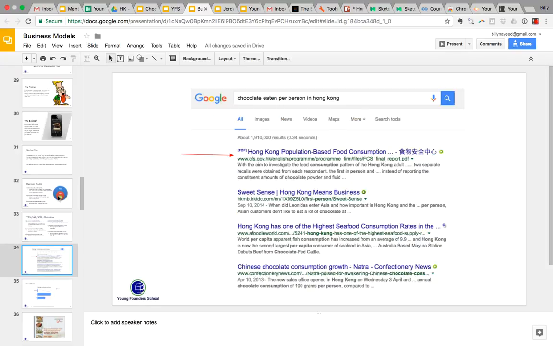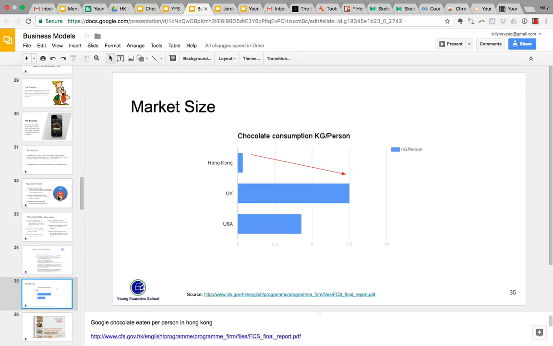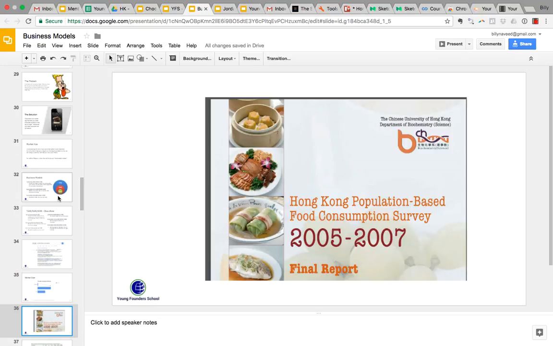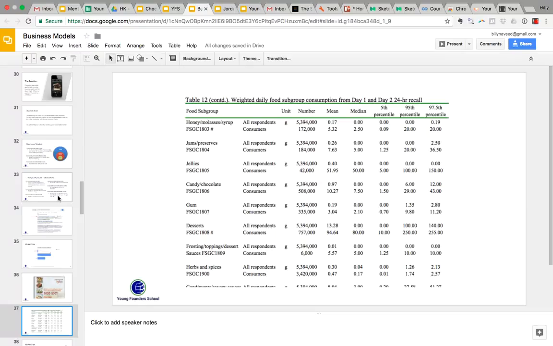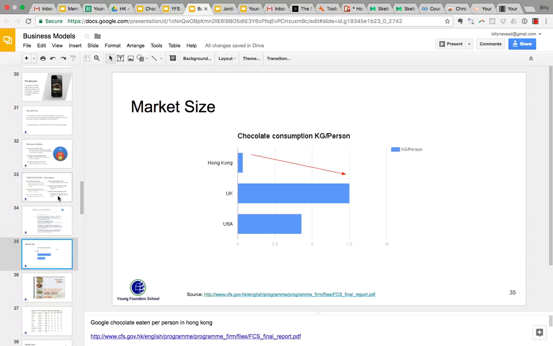And we go through a live demonstration on Google about how they can find out how much chocolate people eat in Hong Kong, right? So we Google chocolate eaten per person, we download that PDF file, and we see how much chocolate they're consuming, and that this is from this report. We do tell them to source where they get the information from. You can see here a very complex table that basically tells you that people in Hong Kong, China, do not eat a lot of chocolate compared to everybody else.